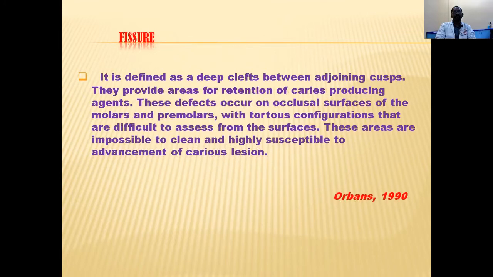Coming to the fissures, they are defined as the deep clefts between adjoining cusps. They provide areas for retention of caries producing agents. These agents occur on the occlusal surface of the molars and premolars with tortuous configuration that are difficult to assess from surfaces. These areas are impossible to clean and highly susceptible to advancement of caries. It was given by Owens in 1990.